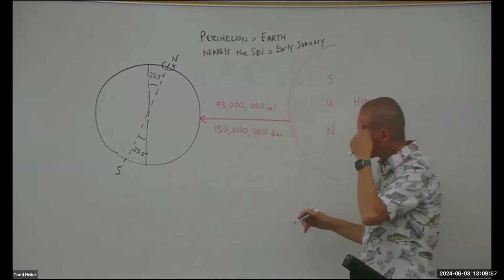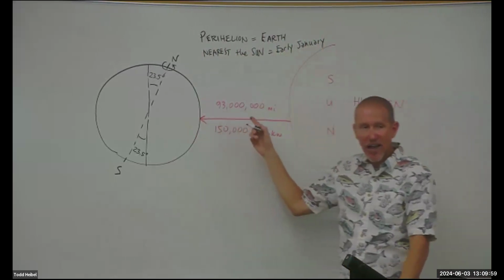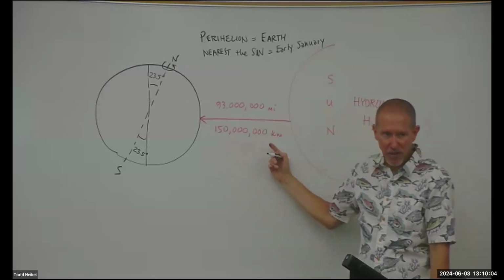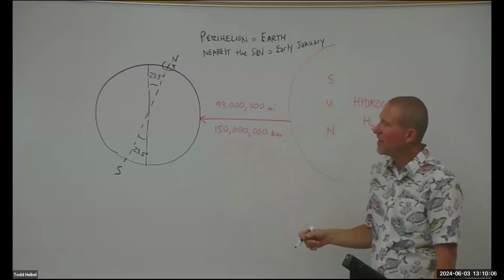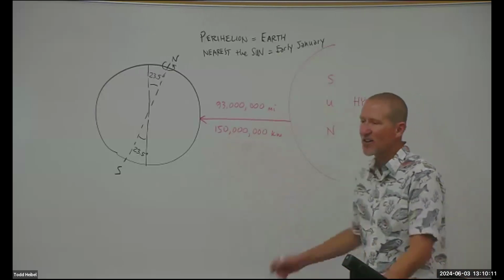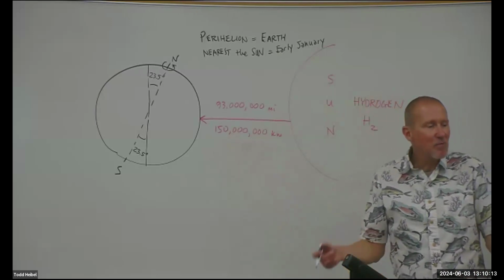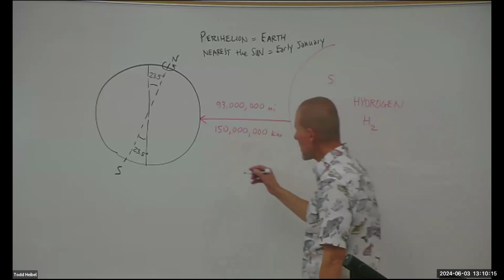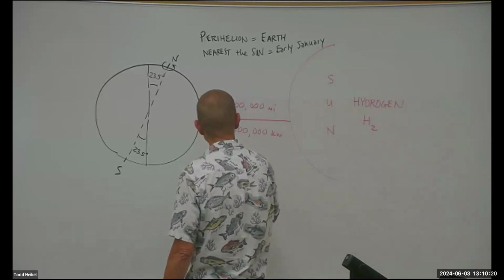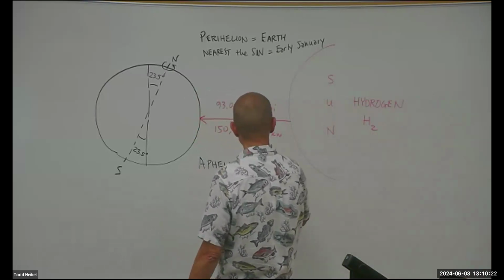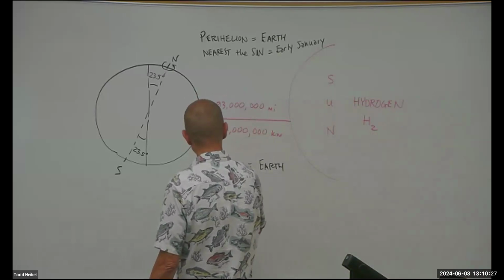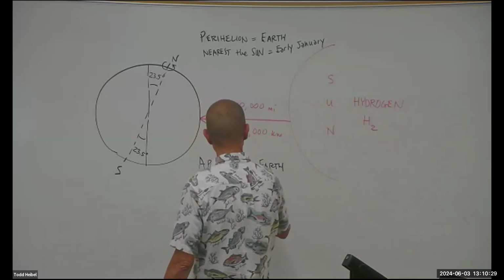That's when we're about 91.5 million miles away from the sun, about 147.5 million kilometers away from the sun. So then when do you think we're actually farthest from the sun? Summer. During our midsummer. And you're like, that just seems so weird. And that is actually called aphelion, right? So aphelion is when Earth is farthest from the sun, okay?